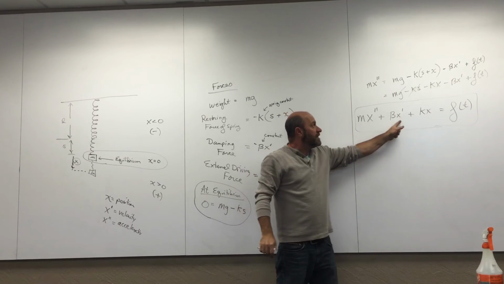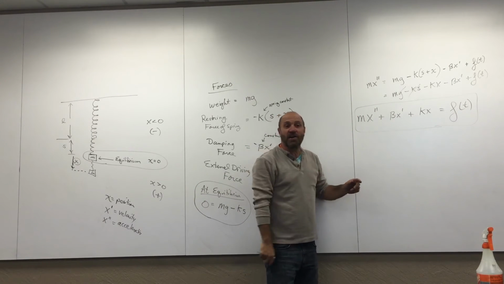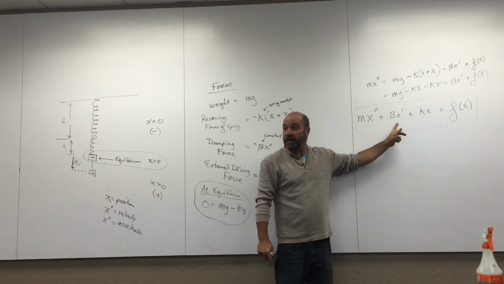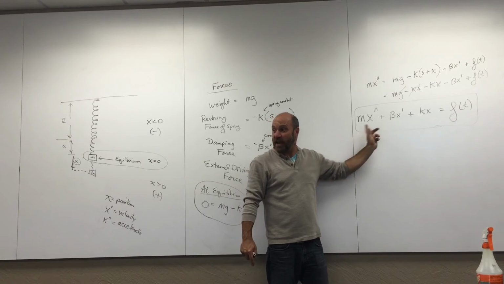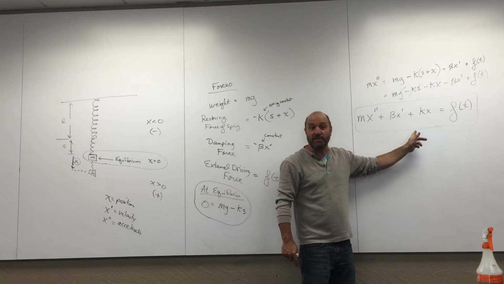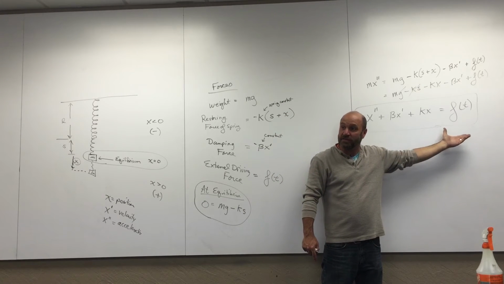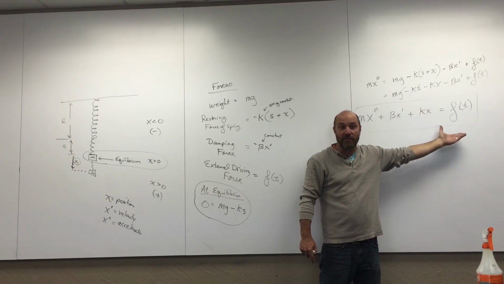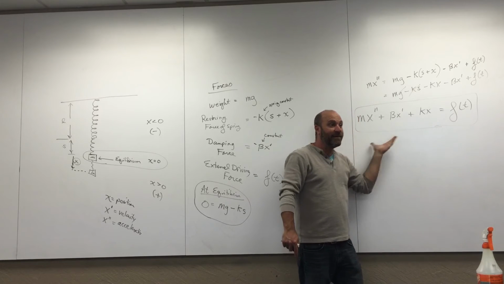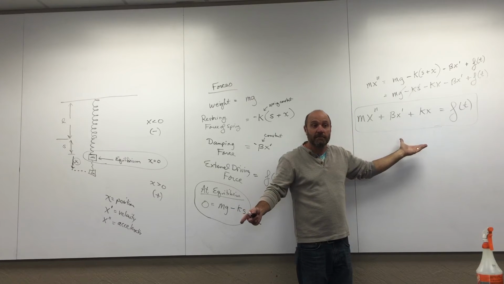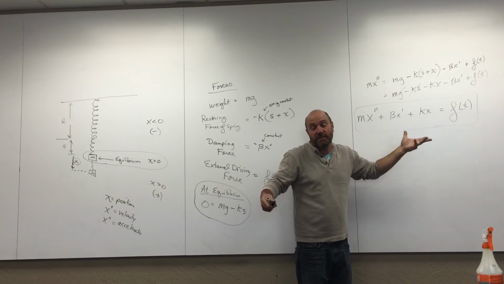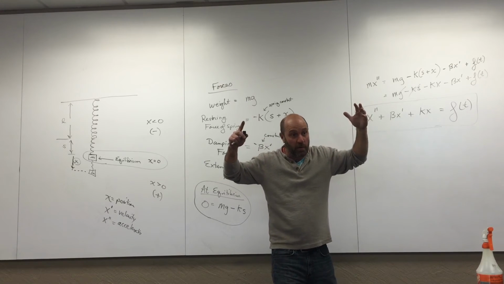A second order DE. These are constant coefficients. M, beta, and k are constants. A second order DE, constant coefficients. Maybe non-homogeneous or maybe homogeneous, depending on whether you have a function over there. I mean, this is what we've been studying, except it's actually, in chapter 4, we can go higher order than second order.